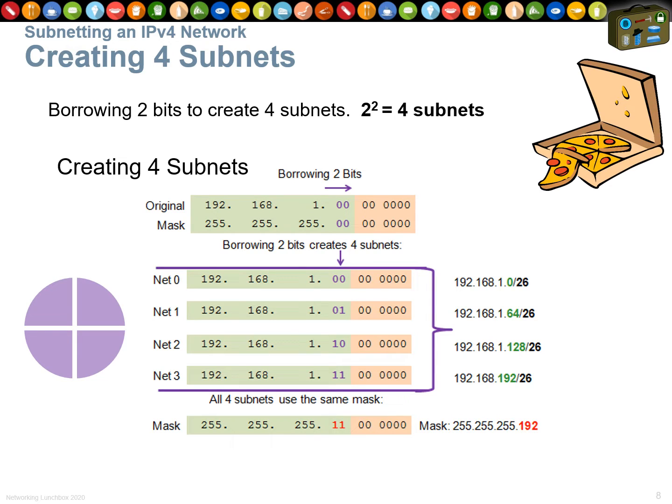Because remember, the network ID is shown there in green, and the broadcast address is the highest possible number. So net 0 broadcast is 63, net 1 broadcast is 127, net 2 broadcast is 191, and net 3 broadcast is 255. And notice the mask. We have a new subnet mask, /26, which is 255.255.255.192.